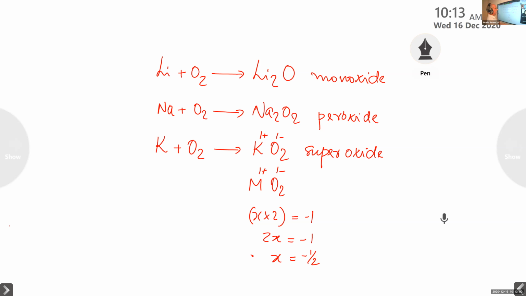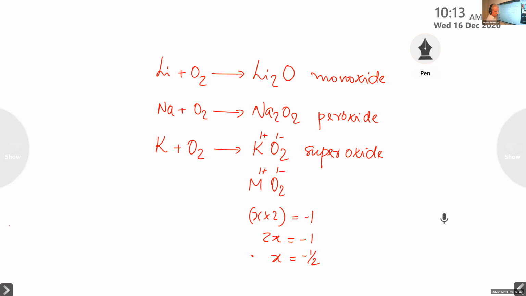So the questions will be like this. Name an alkali metal which burns in air with the formation of a monoxide. That is lithium. Name an alkali metal that burns in air with the formation of superoxide. The answer will be potassium, rubidium, or cesium. All these can give the superoxides.